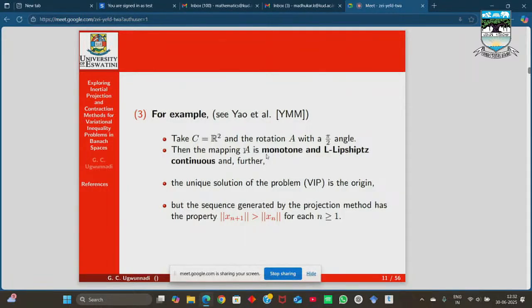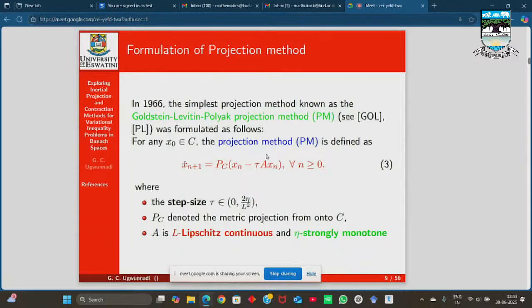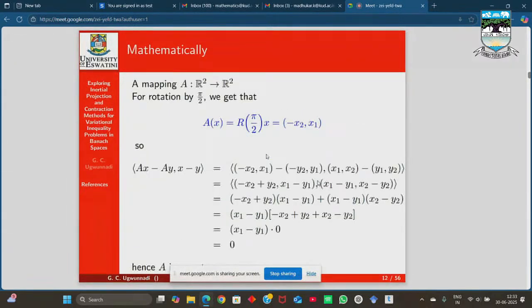We now see that this A, which is a rotation by an angle of 90 degrees, is monotone. And here the solution is 0. But we now see that it is not convergent. So when it is monotone, it is not convergent using the classical projection method, which I think I included some things on here.